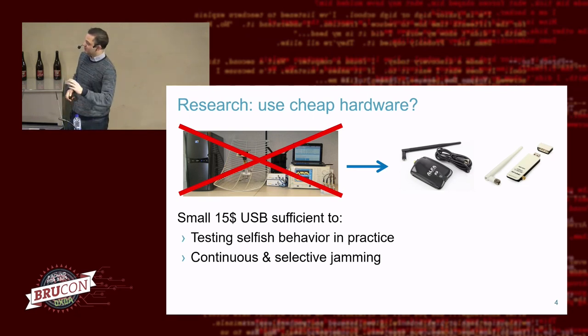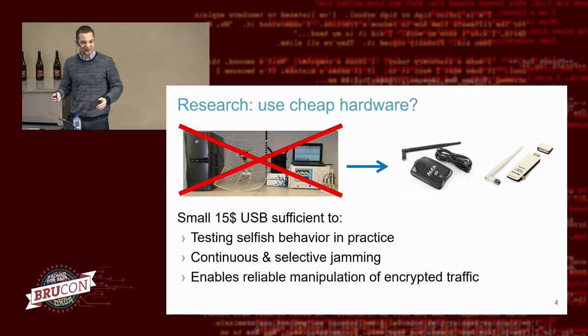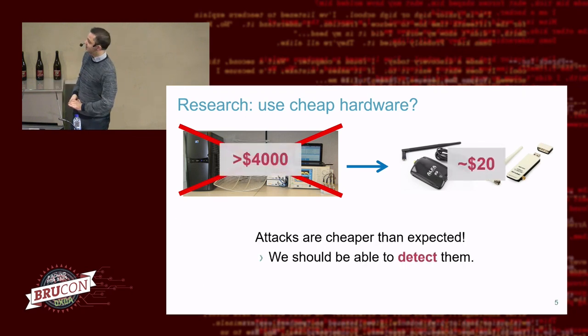And I'm going to discuss how we did this in the first part of the talk, and in the second part, I'm going to discuss how these enable us to reliably manipulate encrypted traffic in a Wi-Fi network and then carry out attacks against, say, WPA-TKIP or WPA2. So I would say that the takeaway message here is that we don't need expensive devices. We can just use a cheap Wi-Fi dongle of, say, $10 or $20.